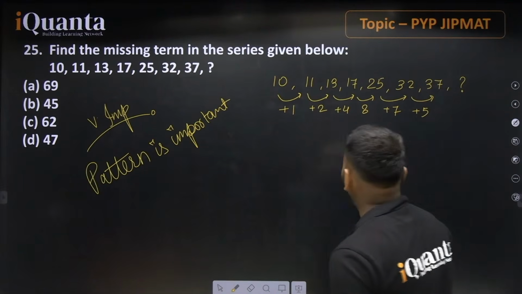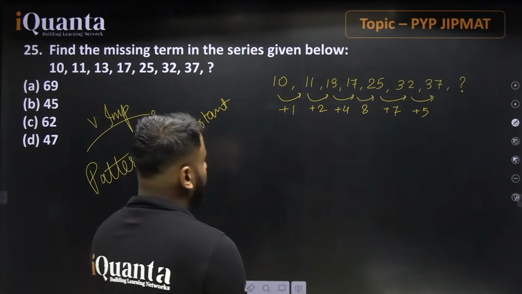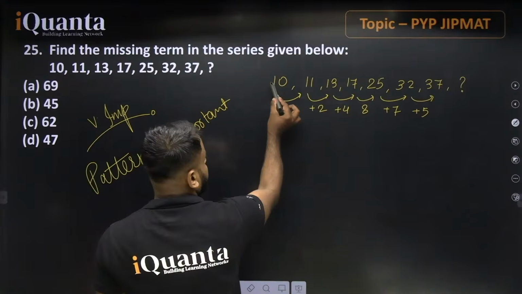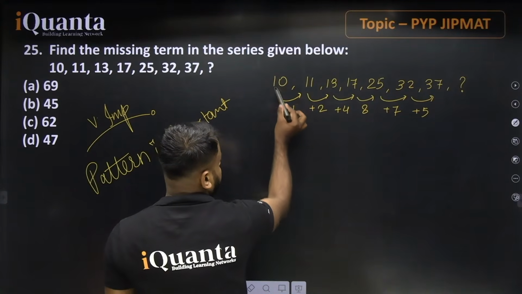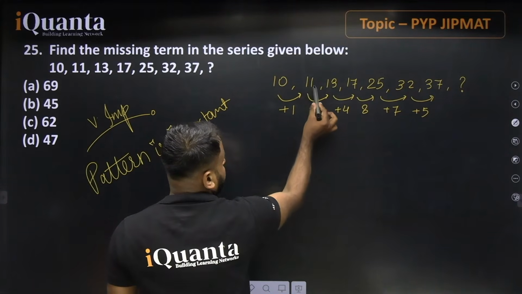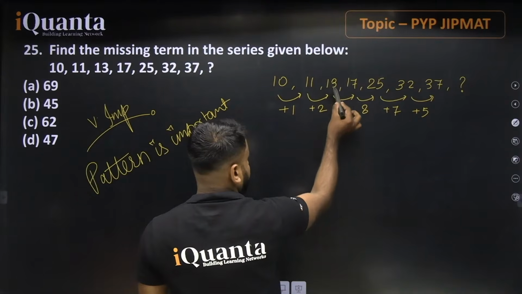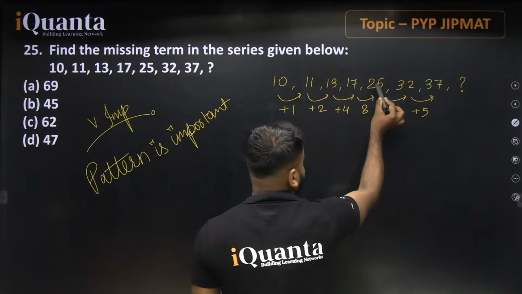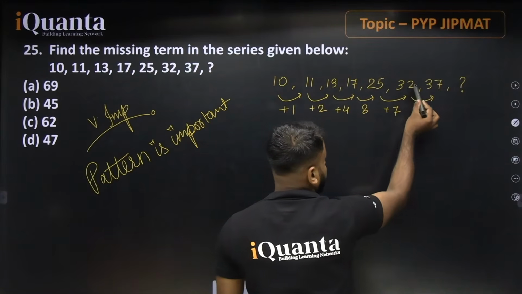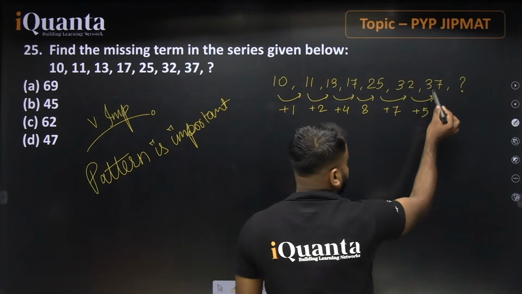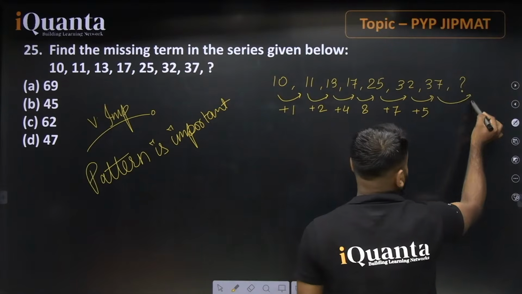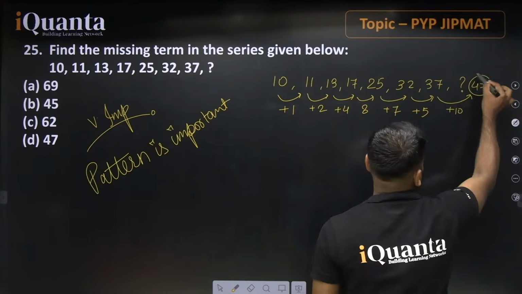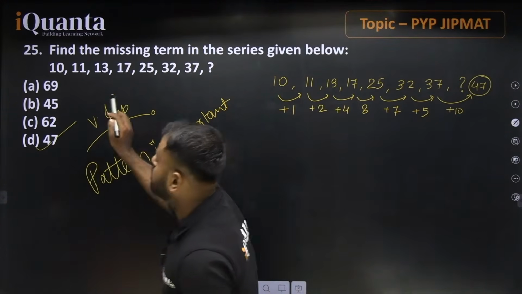So see how the pattern works out. It works out with the help of the sum of the digits. 0 plus 1, sum of the digits is 1. 1 plus 1, the sum of the digits is 2. 1 plus 3, sum of the digits is 4. 1 plus 7, sum of the digits is 8. 5 plus 2, sum of the digits is 7. 3 plus 2, sum of the digits is 5. 3 plus 7, the sum of the digits is 10. So 37 plus 10 equals 47. 47 means option number D is the right one.